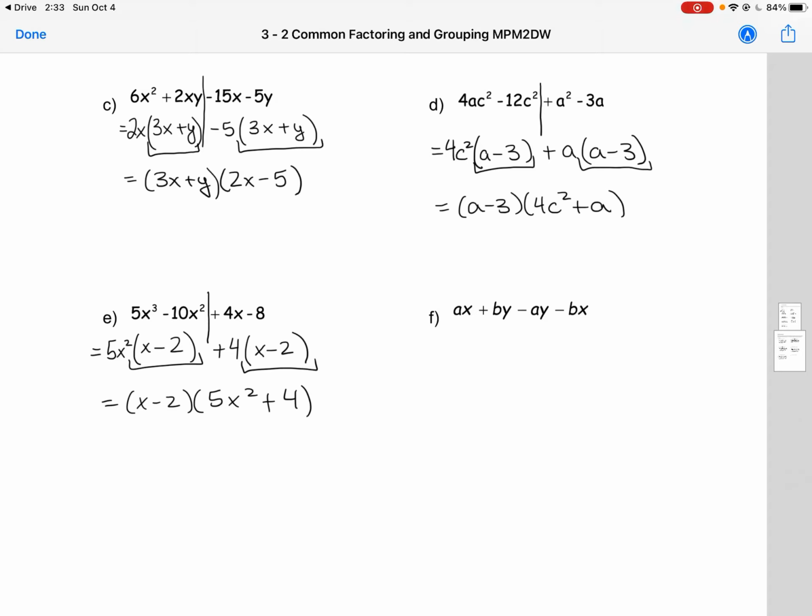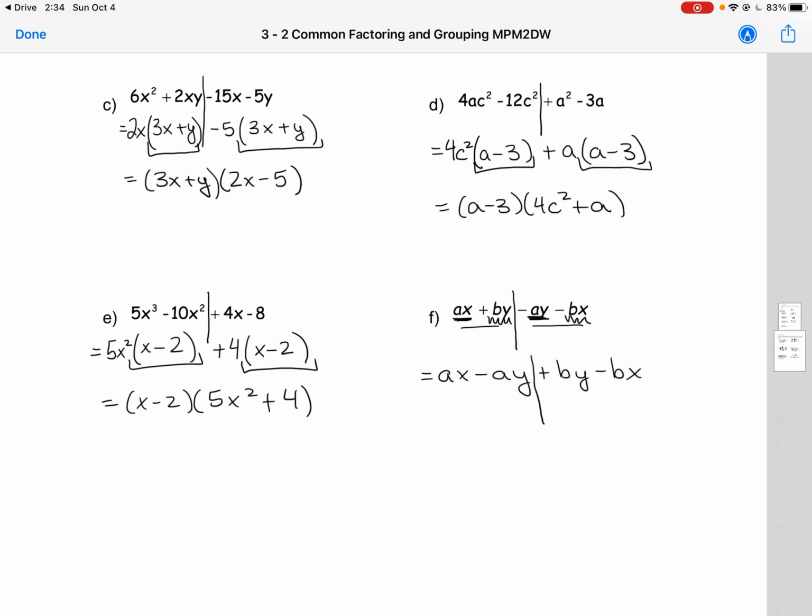The last one here is something a little bit different. You might notice that if I divide this into two groups, like we've been doing the rest of them, I don't have anything in common in my first two, and I don't have anything in common in my last two. What you might notice is that here I've got ax, and here I've got ay, and then I've got by and bx. So what if I rewrote my polynomial as ax minus ay plus by minus bx?